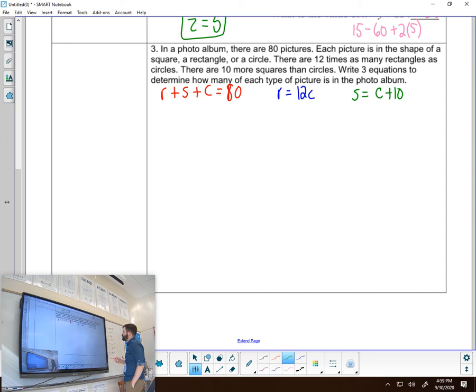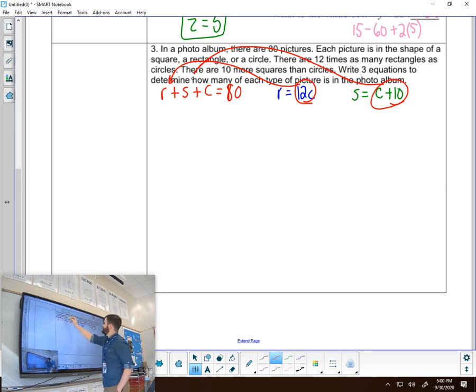So now, remember, we're going to start with my lowest two in C. Well, we have R equals 12C. Oh, I could maybe plug that in for R over here. Okay, that's a thought. I have S equals C plus 10. Maybe I could plug that in for S over here. And if I do that, we're going to make one equation that only has C in it. So I'm going to take this value for R and plug it in for R over here, and take this value for S and plug it in for S over here. That way we can get one equation that only has C in it.